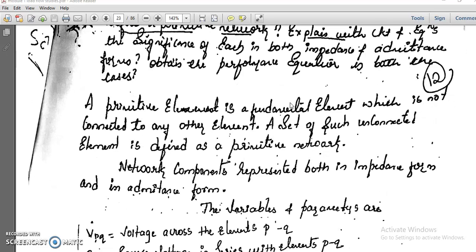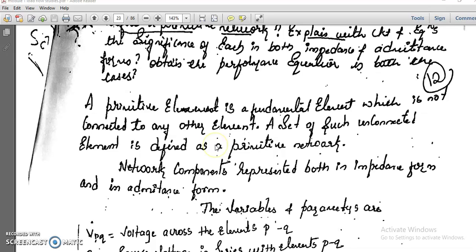So what is this primitive element? This is a fundamental element which is not connected to any other element. This element is independent, or you can define a set of unconnected elements as a primitive network. Unconnected. The network elements which are there are all unconnected, not connected to any other, so all independent elements will be there. So a primitive element is a fundamental element which is not connected to any other element.